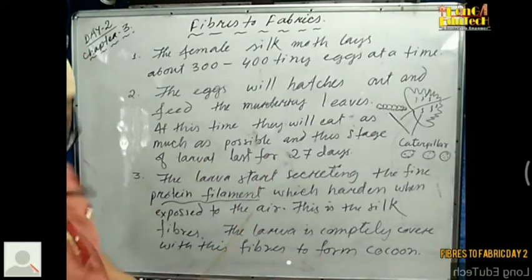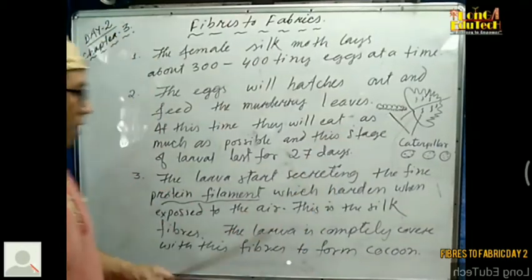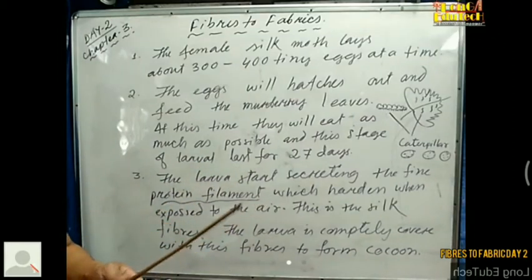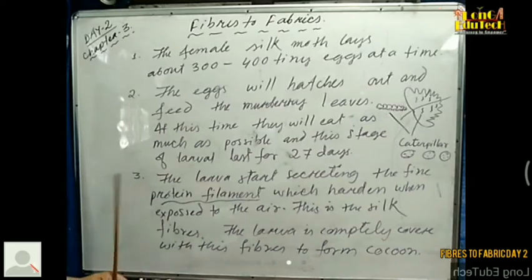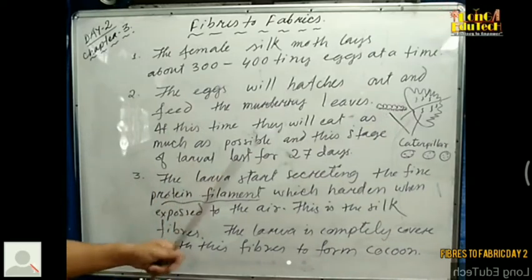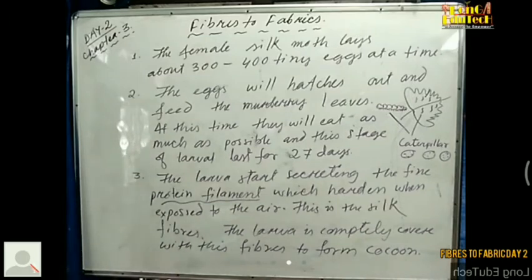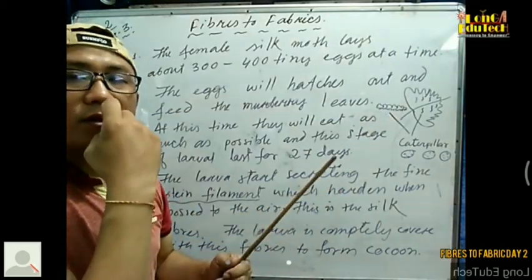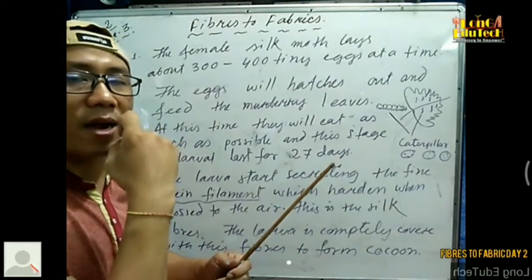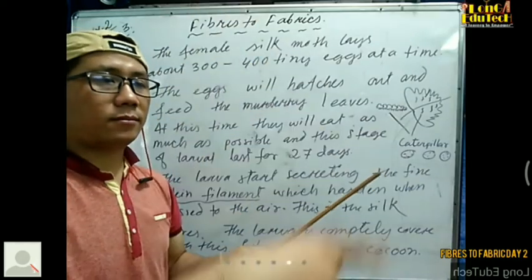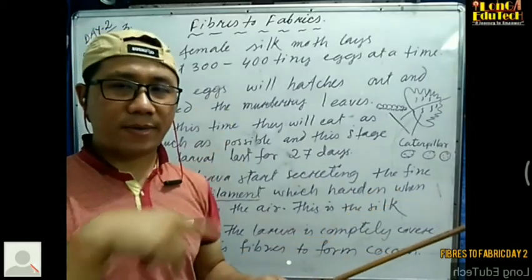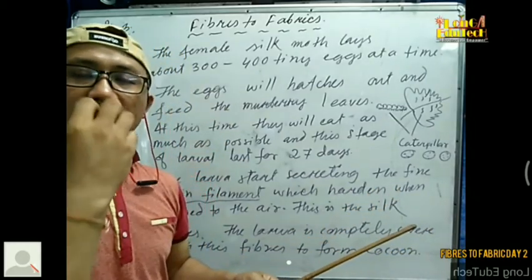This larval stage lasts for 27 days. Then in the next, number 3, the larva starts secreting fine protein filaments, which harden when exposed to the air. From the mouth of these caterpillars, they start secreting this fine protein, and they will cover their whole body in an egg shape, with those proteins.